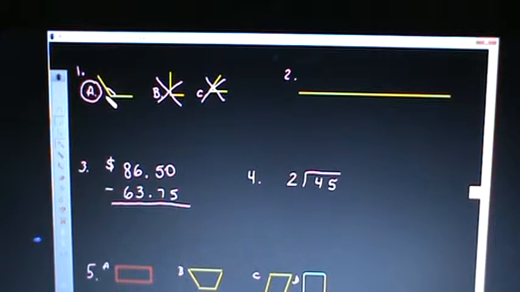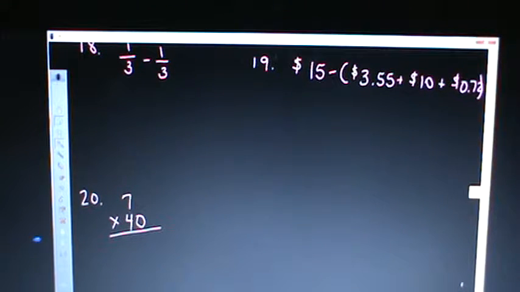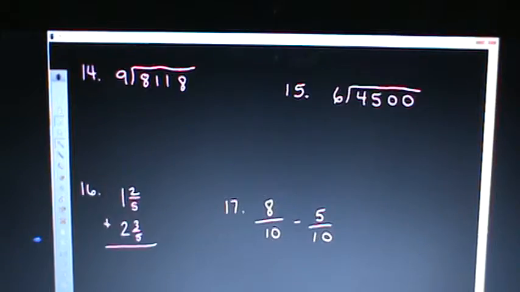Number 2 says use an inch ruler to measure the length of this segment to the nearest eighth of an inch. Depending on what your ruler says, the correct answer would be 2 3/8 inches. Again, it varies from ruler to ruler, unfortunately. Okay, I went way down. Let me scroll back up.